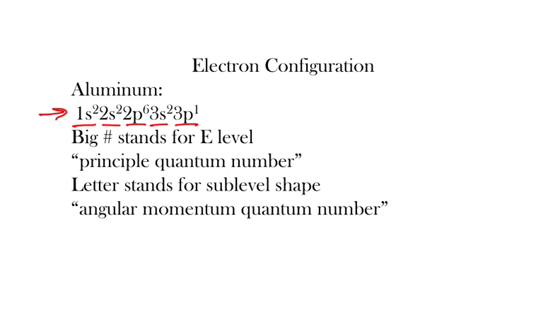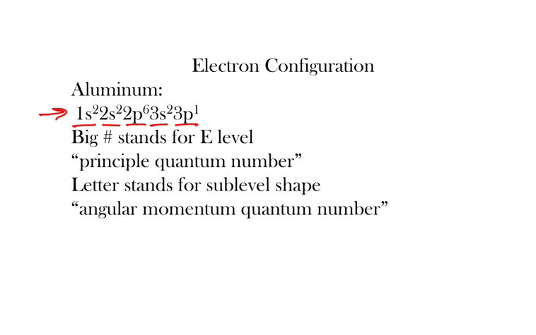First off, the big number out in front stands for the energy level. So in other words, the 1, the 2, the 2, the 3, and the 3. Those are giving you the energy levels for the electrons in the aluminum atom. And that's also called the principal quantum number. The letter, so like the S, the P, the S, the P, that stands for the sublevel shape, and we've already taken notes over sublevel shapes. And it's got a fancy name too, angular momentum quantum number. We don't really use that a whole lot, but you should know what that word means. Basically just means the shape, okay?